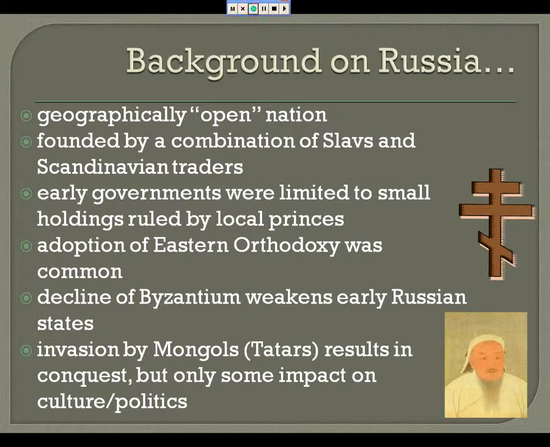And so once you understand that, does this third point make more sense? Early governments are limited to small holdings, ruled by local princes. Why would that be? Right. It makes sense because they would want to be with their own little cultural or ethnic group. They don't want to be unified. There wouldn't be anybody that could unify them and say, hey, all you guys should just get along and like each other and put aside your differences. There was nobody in Russia to do that until who shows up?